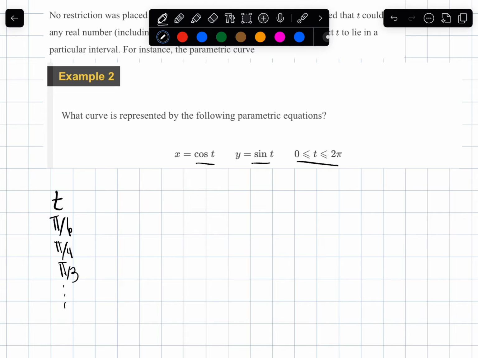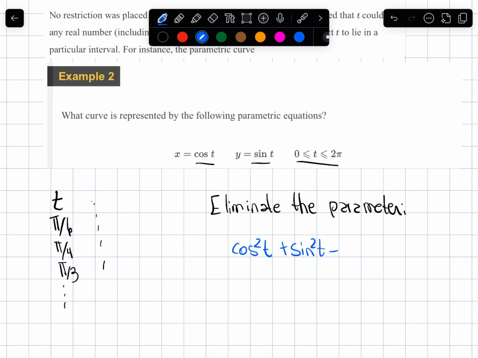But I can also, I'll let you do that yourself. It's a good exercise, I think. But eliminating the parameter also helps, and helps very quickly. And the tell here is to remember that you already know that cosine squared plus sine squared equals 1. You already know this. This is the fundamental relation of trigonometry.